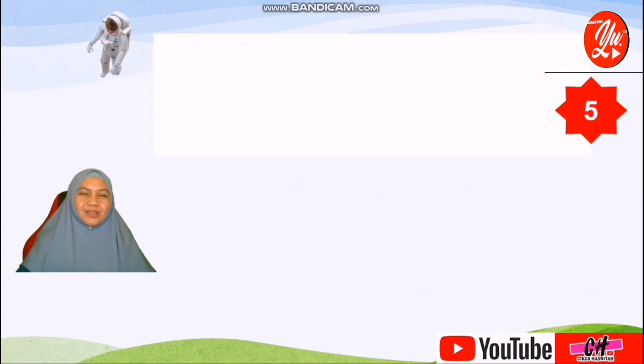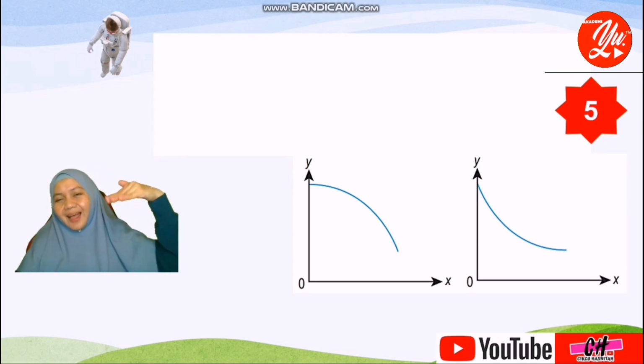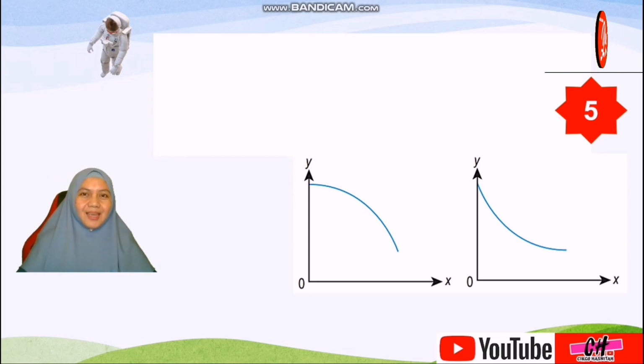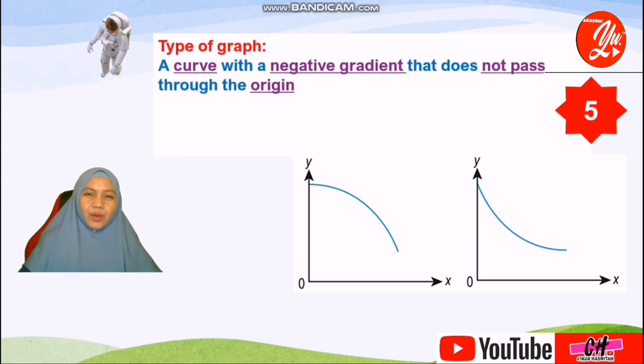Okay, then we jump to number 5. Now you can see this is also a curve, but it's going down, it's sliding down, so the gradient will be negative. And does it pass through the origin now? No, it doesn't, but it has a y-intercept. It passes through the y-axis. So what can we say about the type of this graph? It is a curve with a negative gradient that does not pass through the origin.